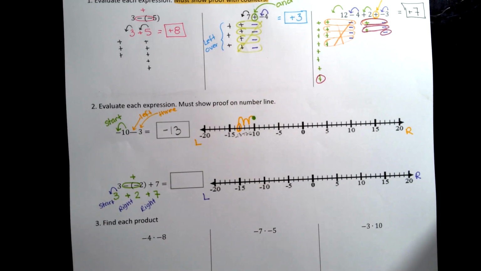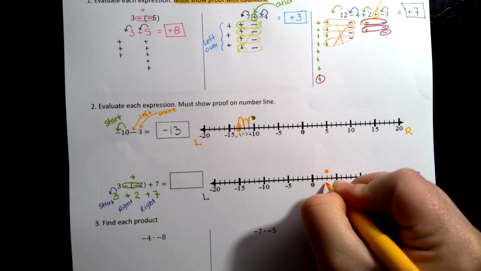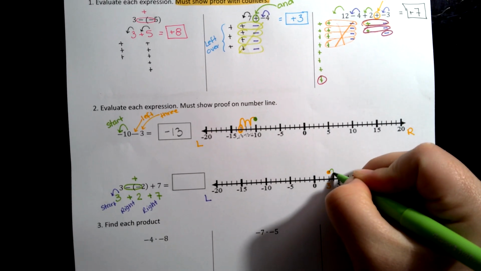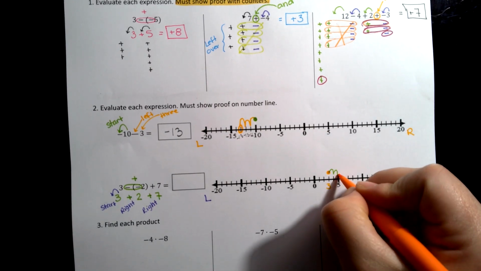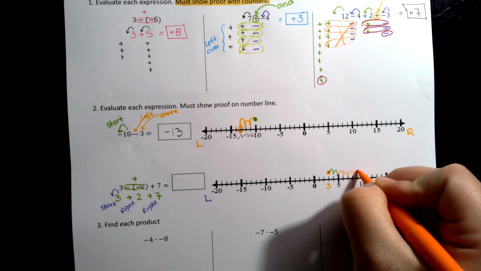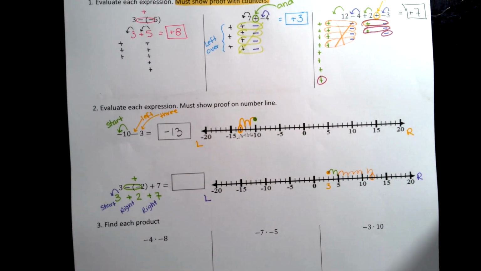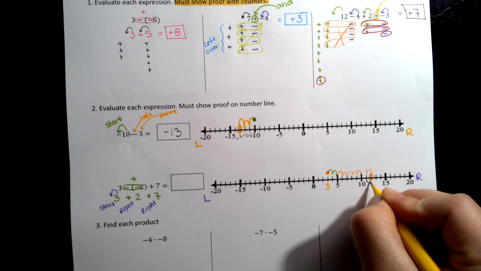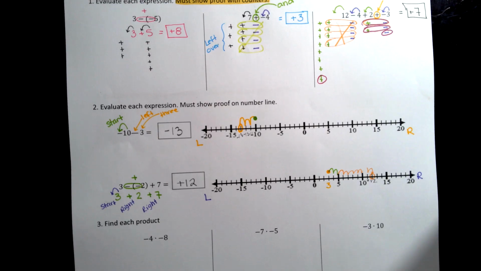So let's start on our first number, which is 3, 0, 1, 2, 3. Then we're going to shift to the right 2 jumps, 1, 2. So now I am at 5, and I'm going to shift to the right 7 more jumps. So 1, 2, 3, 4, 5, 6, 7. So this is the number that I'm at. We need to figure out what number that is. So 5, 6, 7, 8, 9, 10, 11, 12 is the number that I'm at.